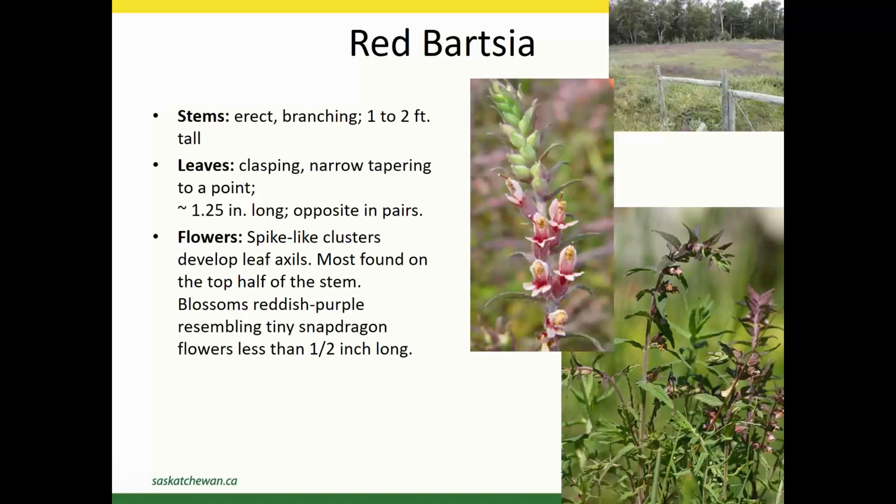The flowers are in spike-like clusters, developing in the leaf axils or at the terminal end of the plant. The blossoms are a reddish purple color, so that's that magenta type of color, and they look like a little snapdragon flower. They're generally less than a half an inch long.